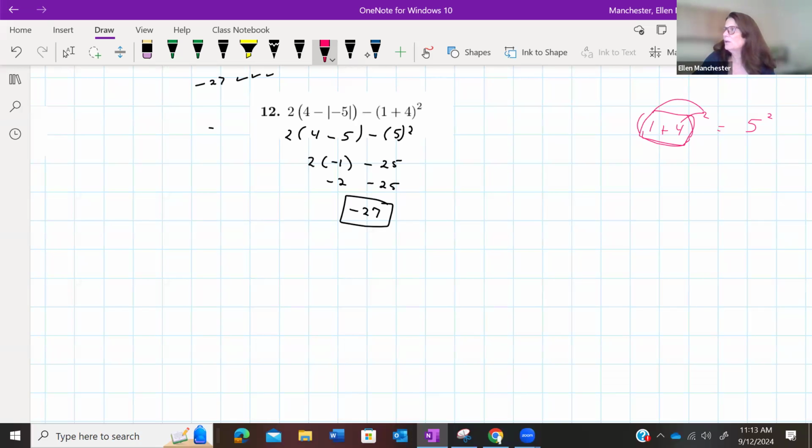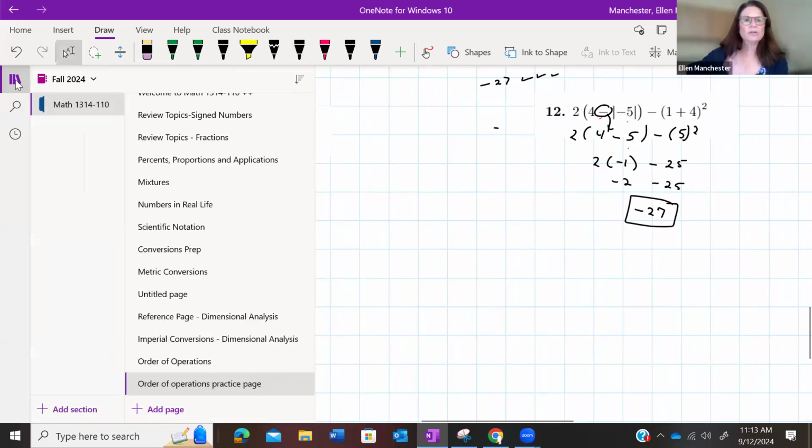We got 5 squared. We have 4 minus the absolute value of negative 5, which is 5. So 4 minus 5, that's where that came from. And then 4 minus 5 is negative 1. And then 2 times negative 1 is negative 2. And then negative 2 minus 25 is negative 27. Okay, so this absolute value of negative 5 is 5, but then this negative sign gets brought down. Okay, everyone good? All right, so that's order of operations.